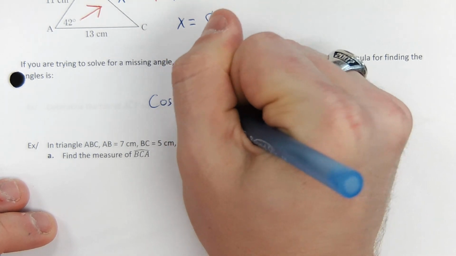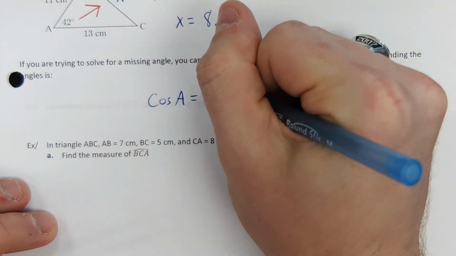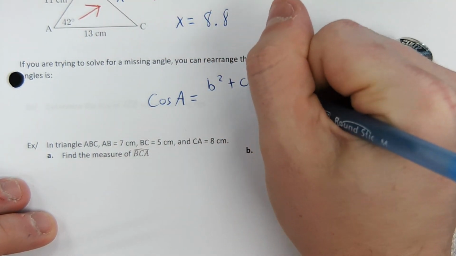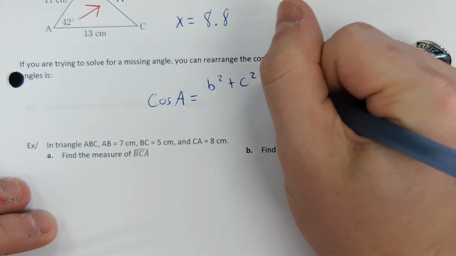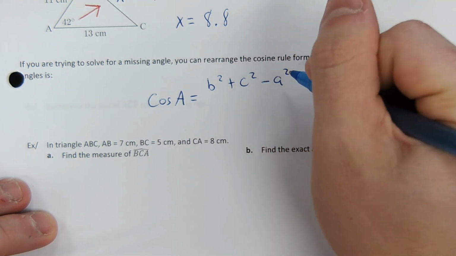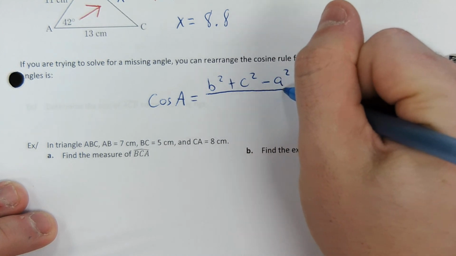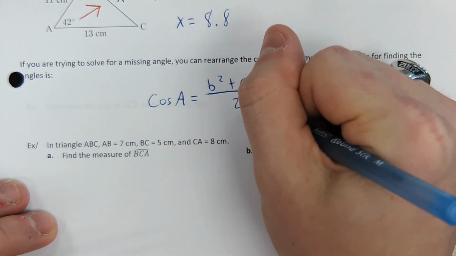Cosine of A is, I'm not sure if this is there or not, but it doesn't really matter. It's so easy. You just subtract and then divide. And the reason why it's in this order is because when you divide by the -2, all the signs change.